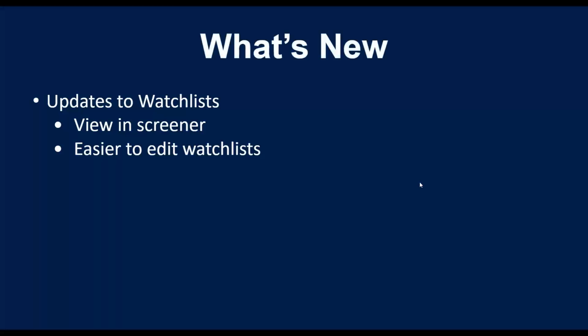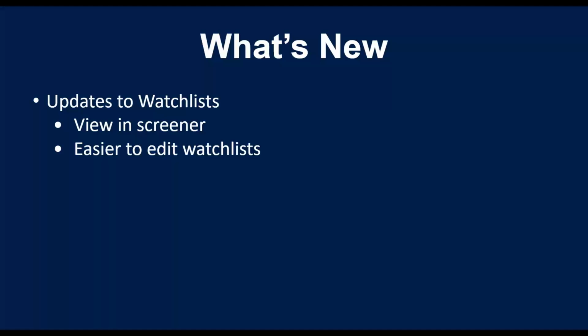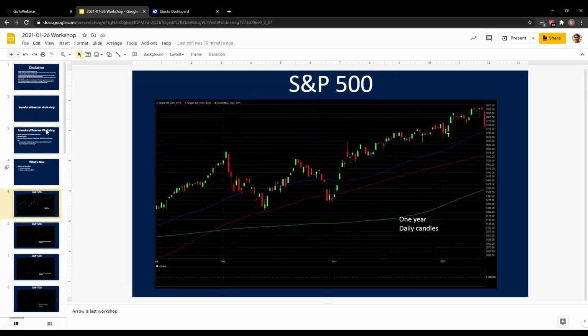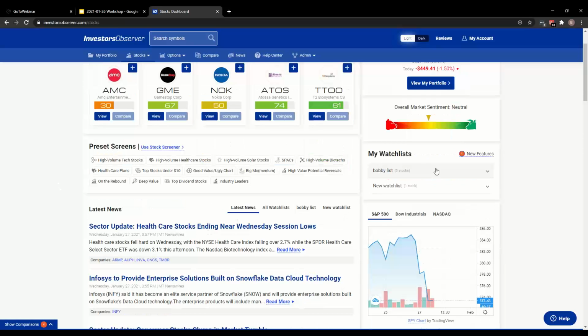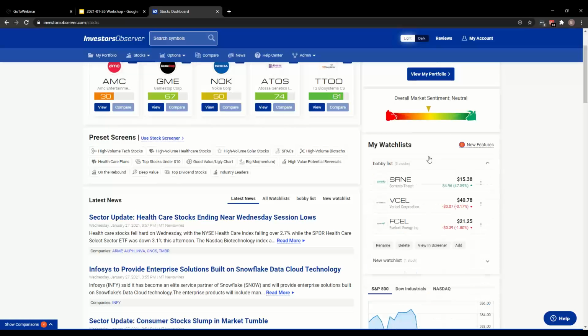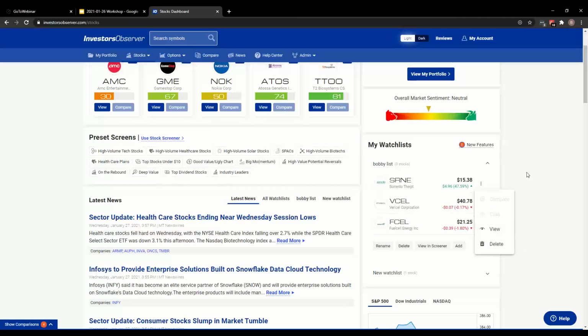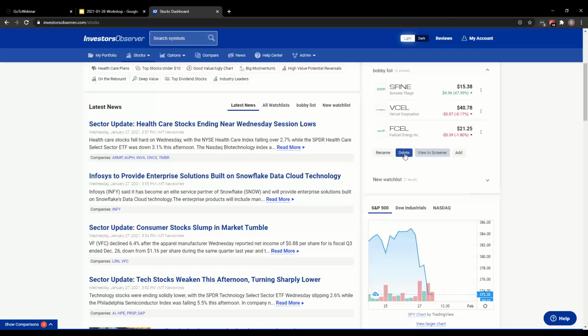All right, so what's new at Investors Observer? We've updated our watch list feature, excuse me. Let me find the website here. Sorry, I have a lot of tabs open. There we go. So the watch list, you can get to it from the stock dashboard. We've made it easier to view a stock and delete a stock from your watch list. You can rename the watch list.